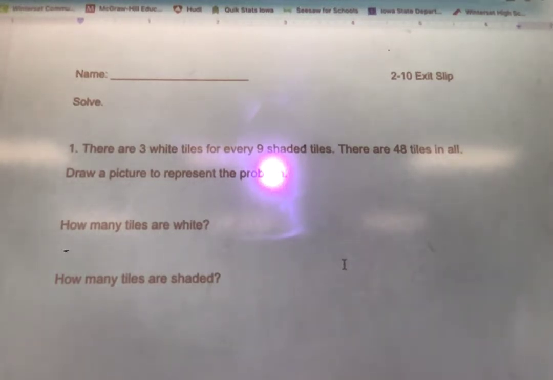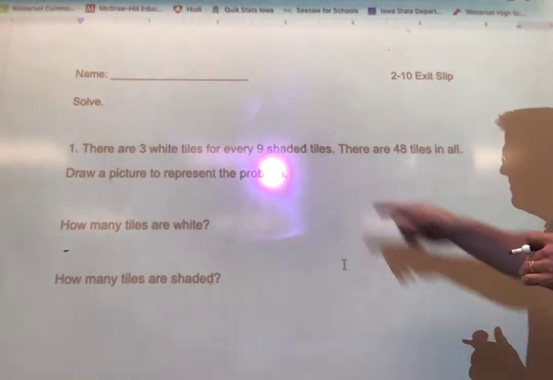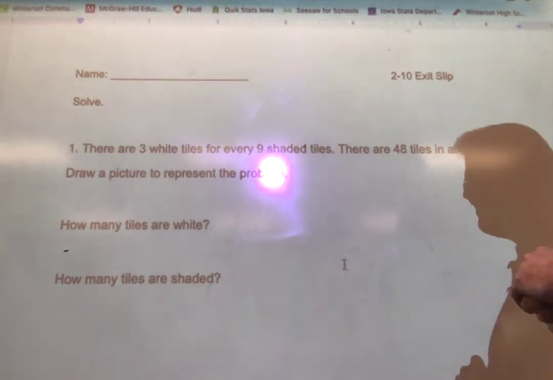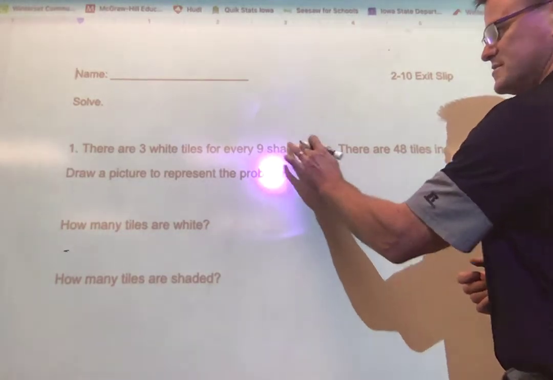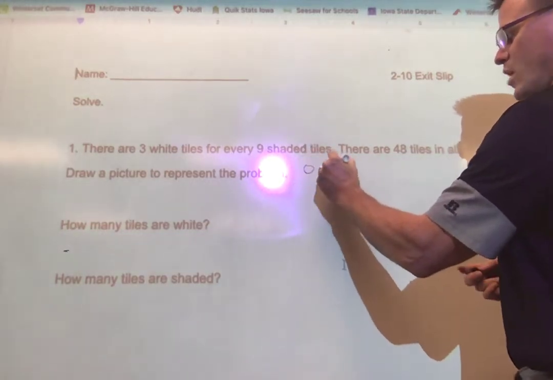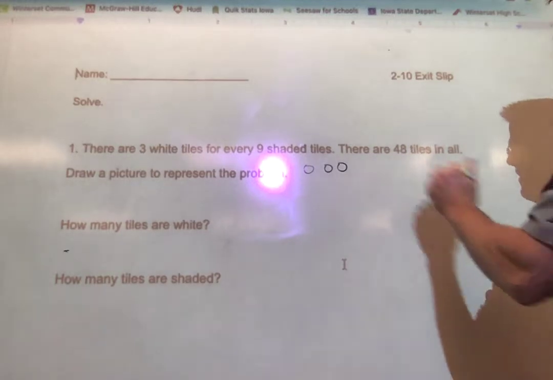So the first problem talks about there are 3 white tiles for every 9 shaded tiles, and there are 48 tiles in all. So draw a picture to represent the problem. In this one, they just want a picture, so we're actually going to just draw this out. For tiles, I'm just going to use circles because it's a little bit quicker here than maybe squares or rectangles. Okay, so I've got 3 white for every 9 shaded.